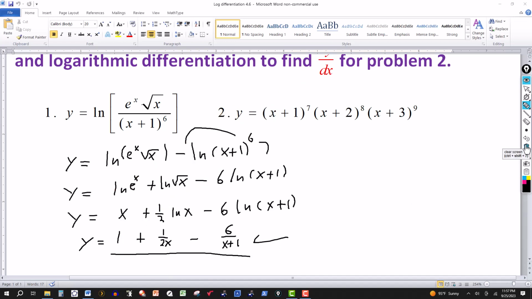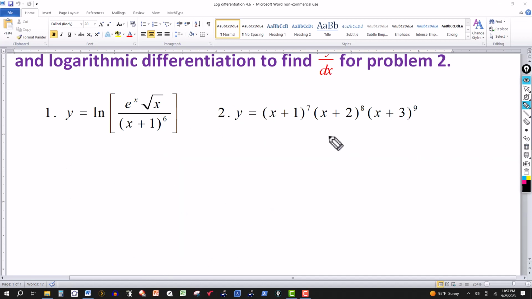Let me clear this so I have more room. Now for the second one, I want to take the derivative, dy over dx. So I could group these together, these two, or these two, doesn't matter, and write it as two functions, two powers, and I can use the product rule. Sometimes it gets a little bit messy when you do the product rule this way.